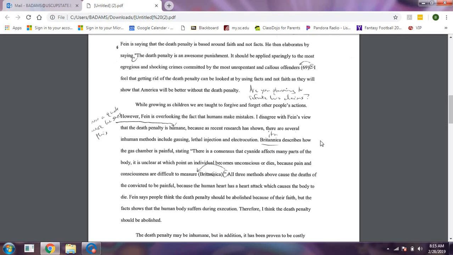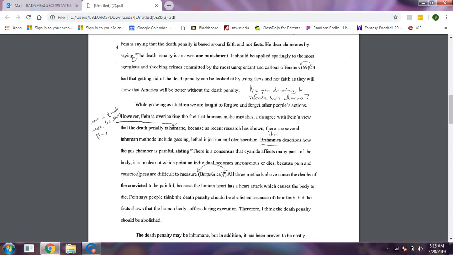"...describes how the gas chamber is painful, stating, 'There is a consensus that cyanide affects many parts of the body. It is unclear at which point an individual becomes unconscious or dies because pain and consciousness are difficult to measure.'" Does this quote really say that lethal injection, or that the gas chamber, is painful? I think it implies that it might be, but it's just saying that we're not sure exactly when you lose consciousness and exactly how much pain you're feeling. I don't know that this quite proves his point.